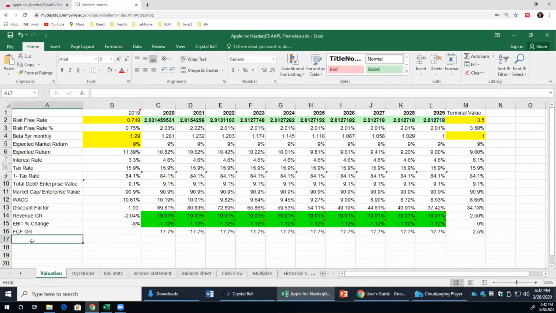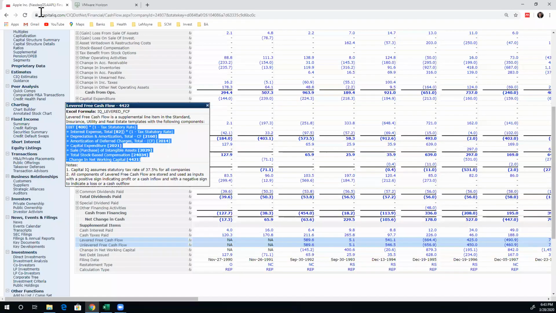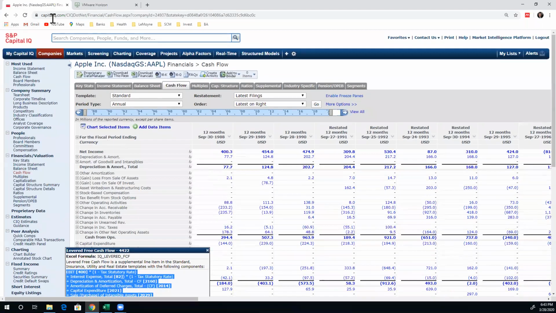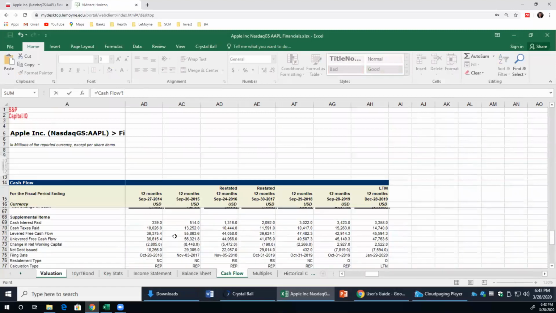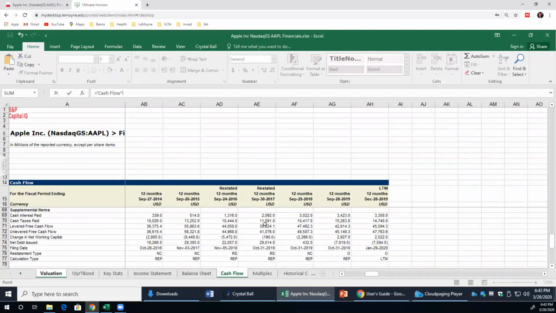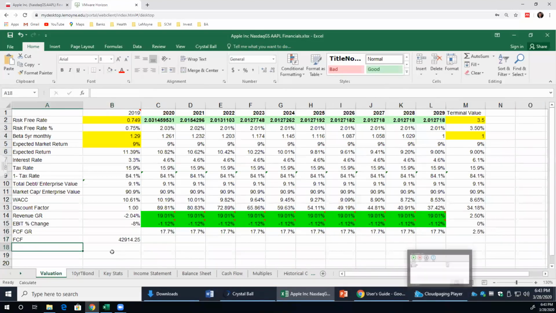Perfect. So now I can calculate my free cash flow, okay? Free cash flow. So what's free cash flow? Crystal Ball gives me, not Crystal Ball, what's the software package? I'm going blank. Capital IQ gives me the free cash flow. So I will go to the cash flow statement and then scroll down. You will see here levered free cash flow for the most recent 10K is $42.9 billion for Apple.